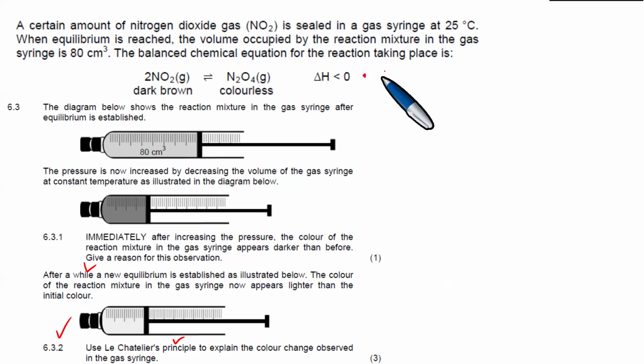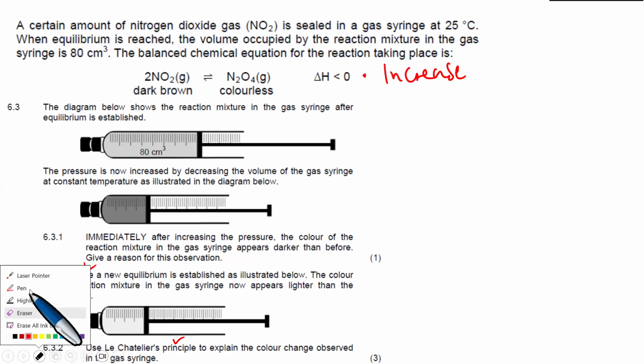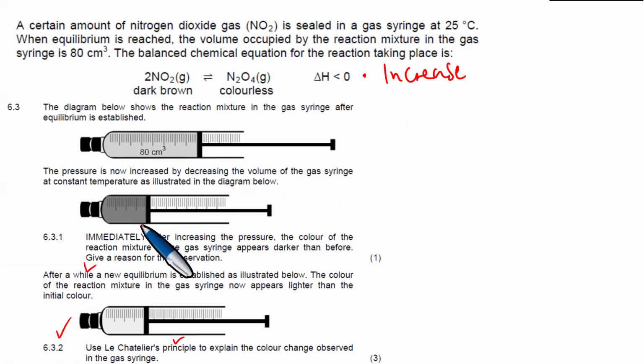Let's first observe what actually happened here. The volume was decreased and therefore the pressure increased. There was an increase in pressure when the plunger was pushed up because the volume was pushed down. When the volume decreased, the pressure increased. Why? Because volume and pressure are inversely proportional to each other.